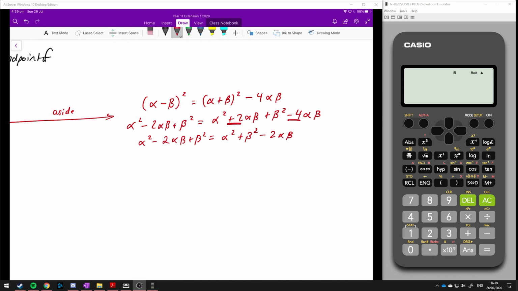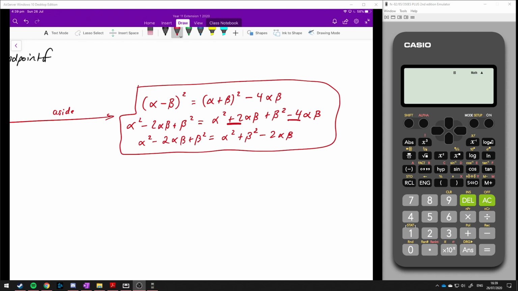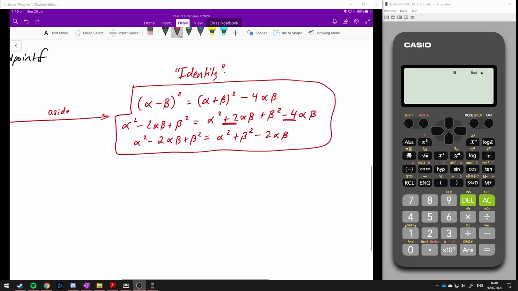So basically this identity is something that they've given to you, and in most situations you don't need to actually show that they're the same. I was just showing you that these two sides were the same, but what we're going to do is use this identity. And the reason why we've got this one is because we don't know anything about the difference of the roots, but we do know something about the sum and about the product.